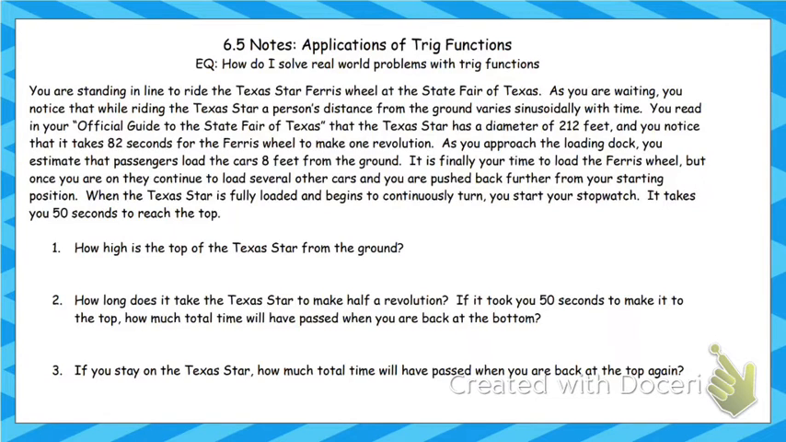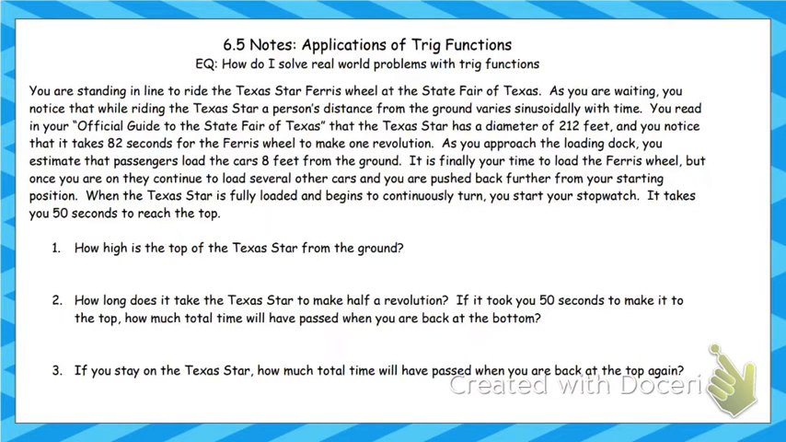So here's our first example. We're standing in line to ride the Texas Star Ferris wheel at the State Fair of Texas. As you're waiting, you notice that while riding the Texas Star, a person's distance from the ground varies sinusoidally with time. Now that's just something that's true when you look at a wheel turning or a circle turning. That could be true about a car tire or many other things.